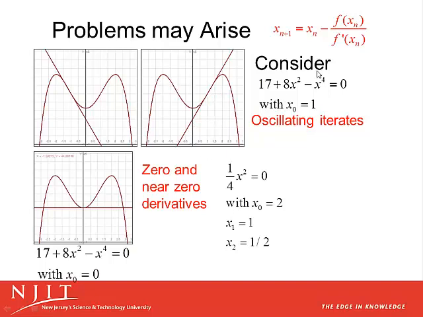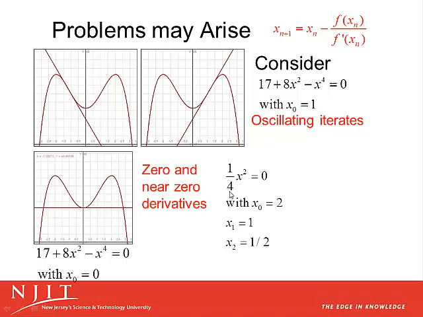There's also a problem since we are dividing by the derivative of f of x. If the derivative is 0 or near 0, we can have problems. Again, if we had chosen x0 equals 0 for the initial guess, in this case the 17 plus 8x squared minus x to the 4th equals 0 situation, then we have a tangent line that's horizontal. It never crosses the x-axis, so the method would not work in that case.